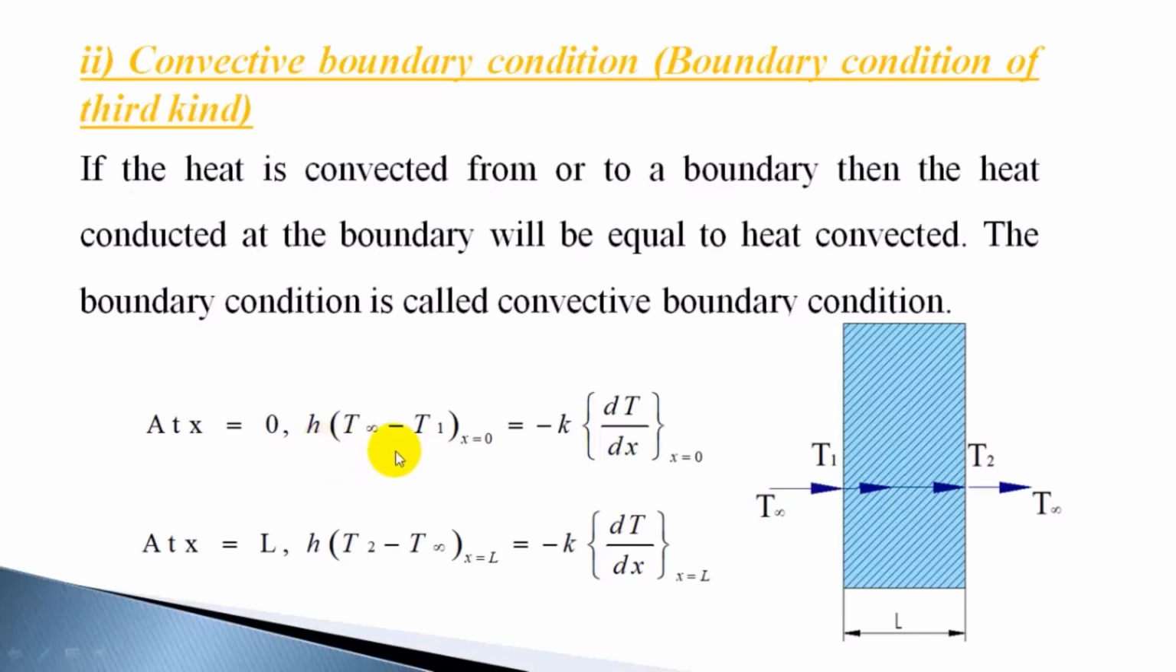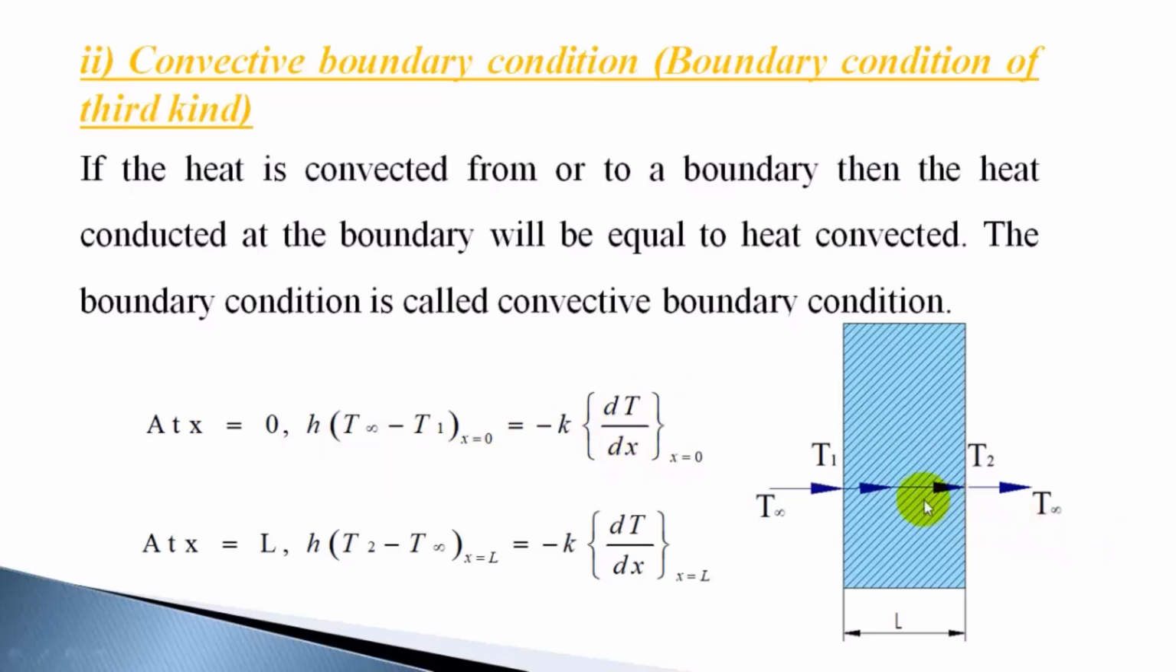So h into the temperature difference. Here the temperature difference is T infinity minus T1, since heat is flowing from the fluid to the surface. So I have written h into T infinity minus T1 at x equal to 0 is equal to the heat conducted out from that. For a steady state process, heat convected is equal to heat conducted out. So h into T infinity minus T1 at x equal to 0 is equal to minus k dT by dx at x equal to 0.